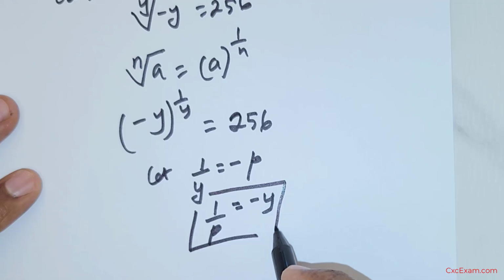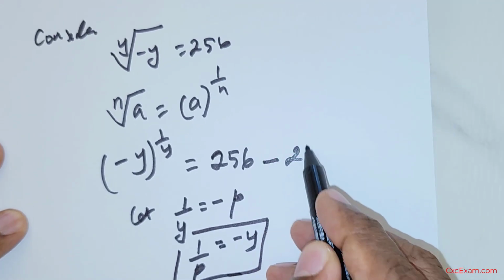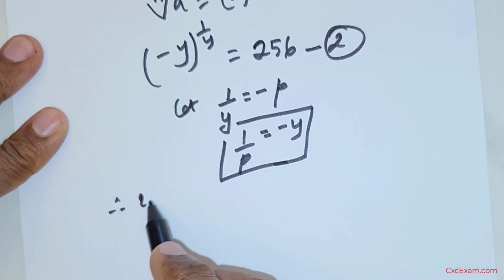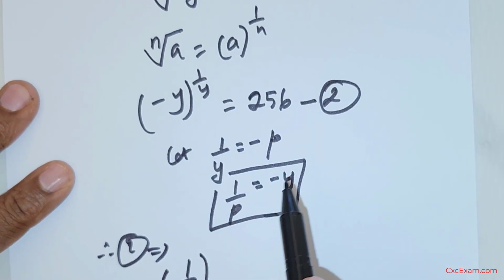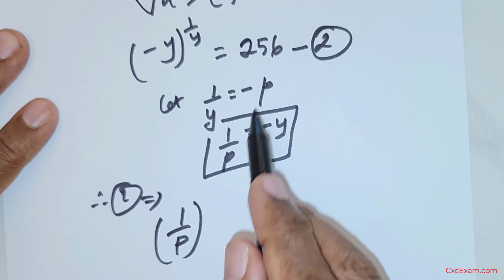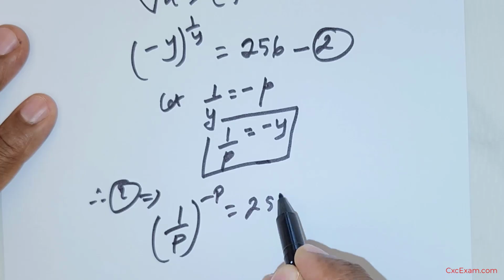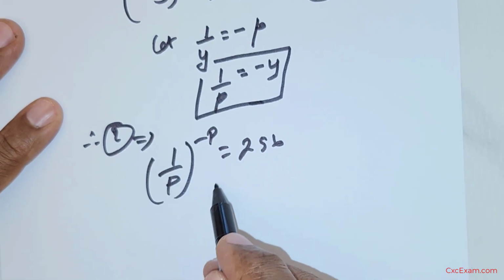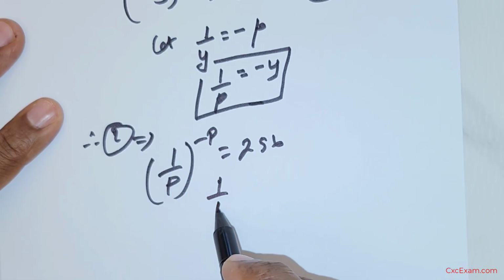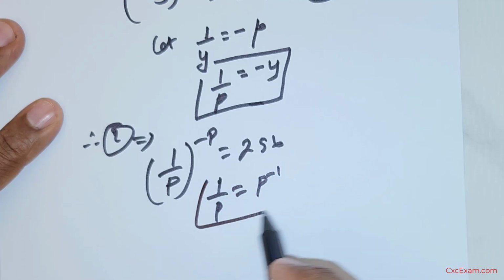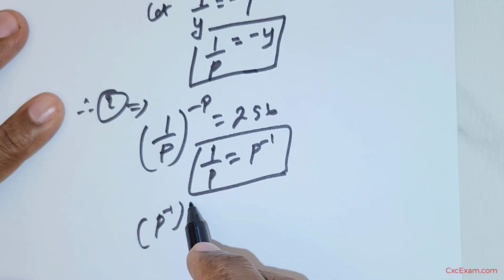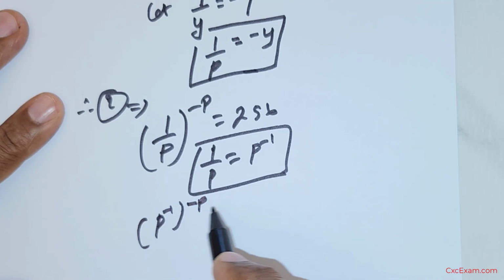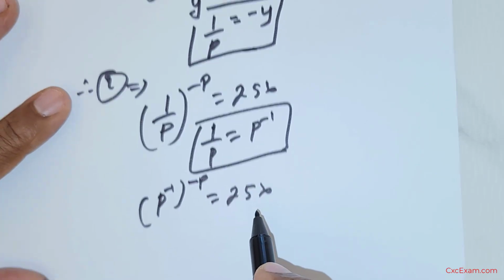You will get this. So if I take this as equation 2, now I can rewrite 2 as, in place of negative y, 1 over p, raised to the power of, in place of 1 over y, negative p, is equal to 256. Now I can rewrite 1 over p as p raised to the power of negative 1. This is from the law of indices. So I have p raised to the power of negative 1, in turn raised to the power of negative p, is equal to 256.